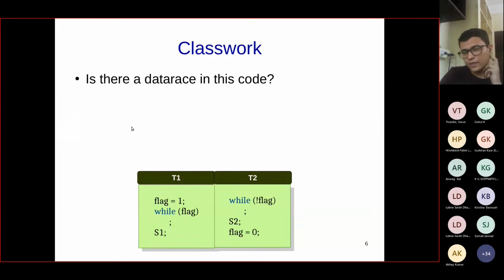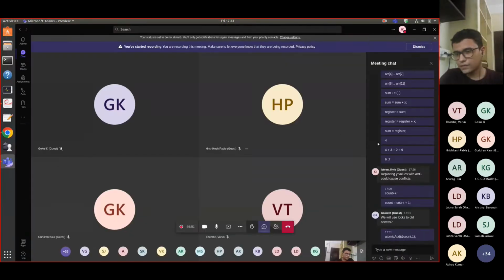Okay, so let us start with a class one. We have 2 threads now. Thread 1 is executing this piece of code, and thread 2 is executing this piece of code. I want each and every one of you to think about whether there is a data race in this code. I'll wait here for a minute or a few seconds for you to try. Think about it and please post your answers in the chat, or you can unmute yourself and ask.